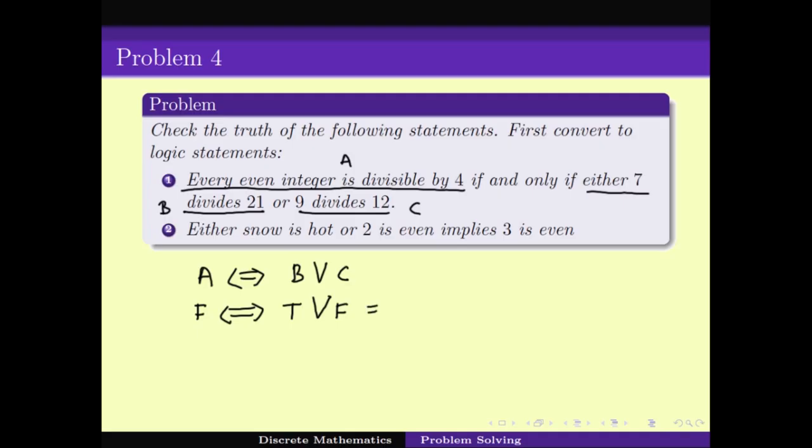Now what is true or false? True or false is nothing but true. So false if and only if true. Now false of course implies true, but true does not imply false. And hence, since true does not imply false, the whole statement is false. So just understanding which are the sub-statements, writing the proposition and understanding whether that is true or false gives us the right answer.